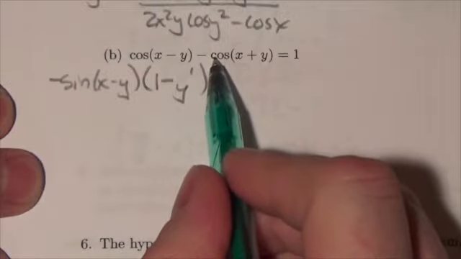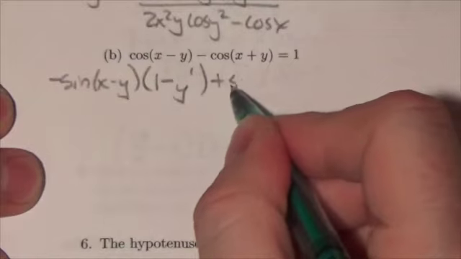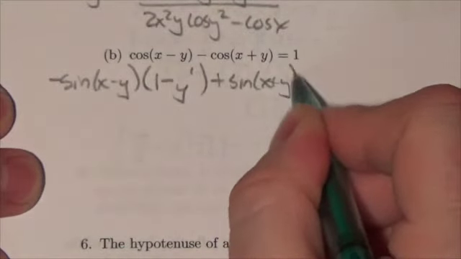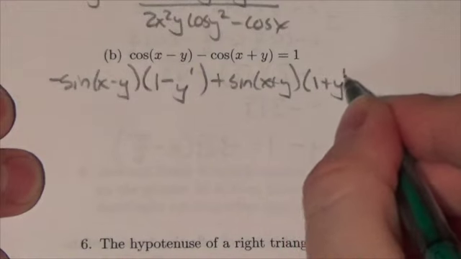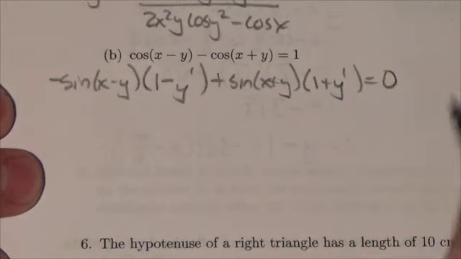Now this is a minus cosine. When I take the derivative of the cosine, I'm going to introduce another negative. So this will be plus sine of x plus y times 1 plus y primed is equal to 0, because the derivative of 1 is 0.